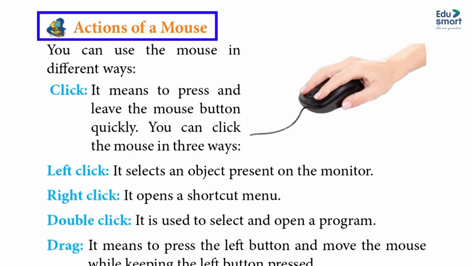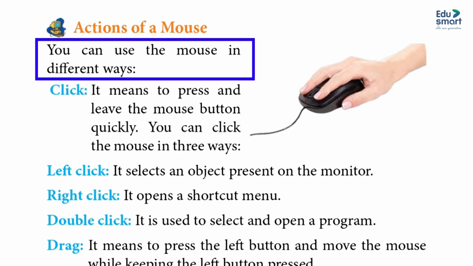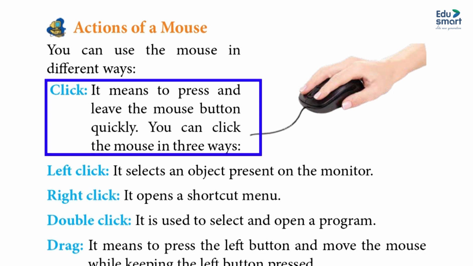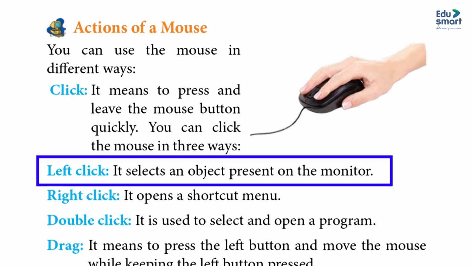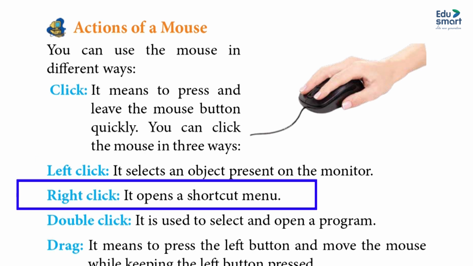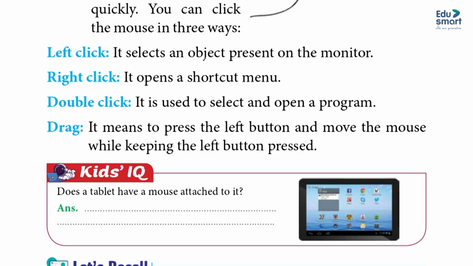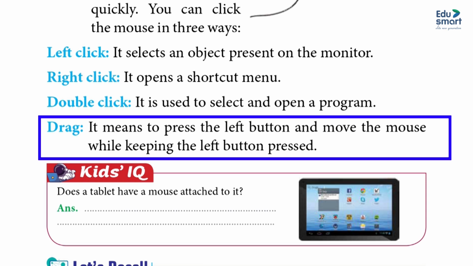Actions of a mouse. You can use the mouse in different ways. Click. It means to press and leave the mouse button quickly. You can click the mouse in 3 ways. Left click. It selects an object present on the monitor. Right click. It opens a shortcut menu. Double click. It is used to select and open a program. Drag. It means to press the left button and move the mouse while keeping the left button pressed.